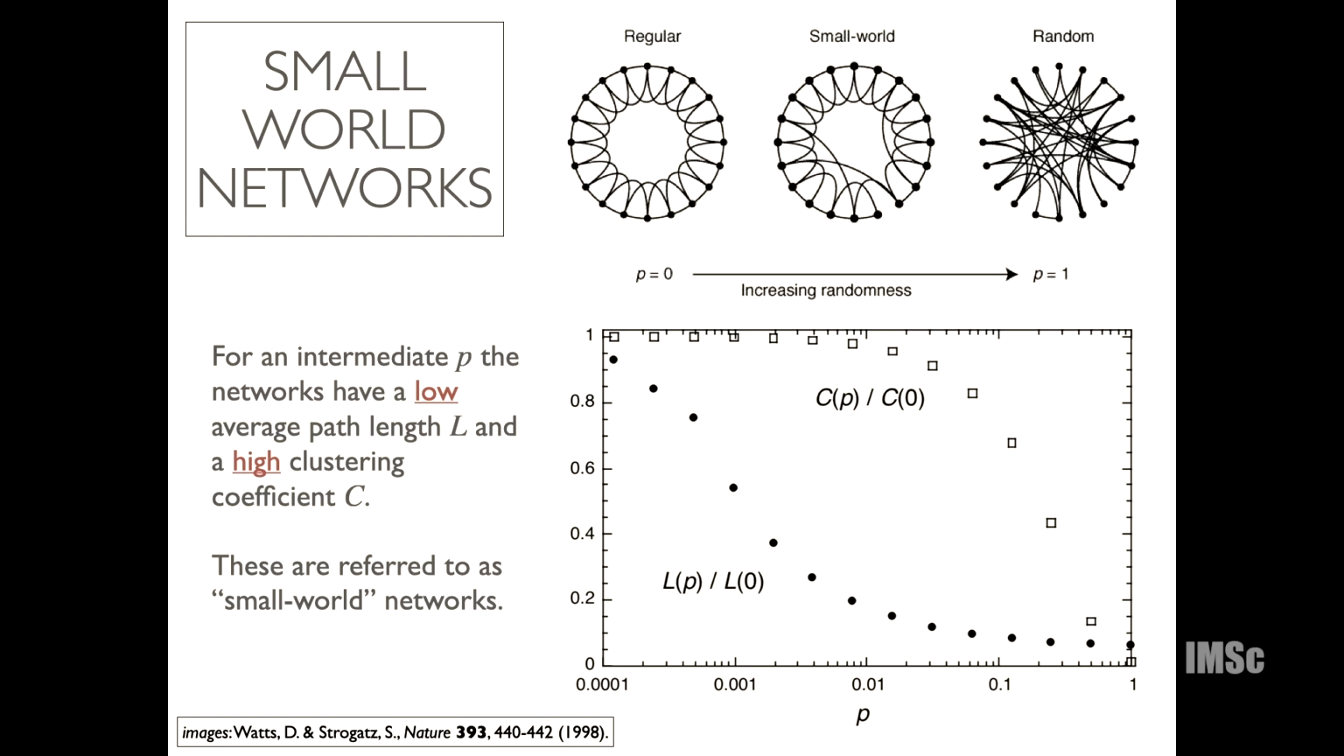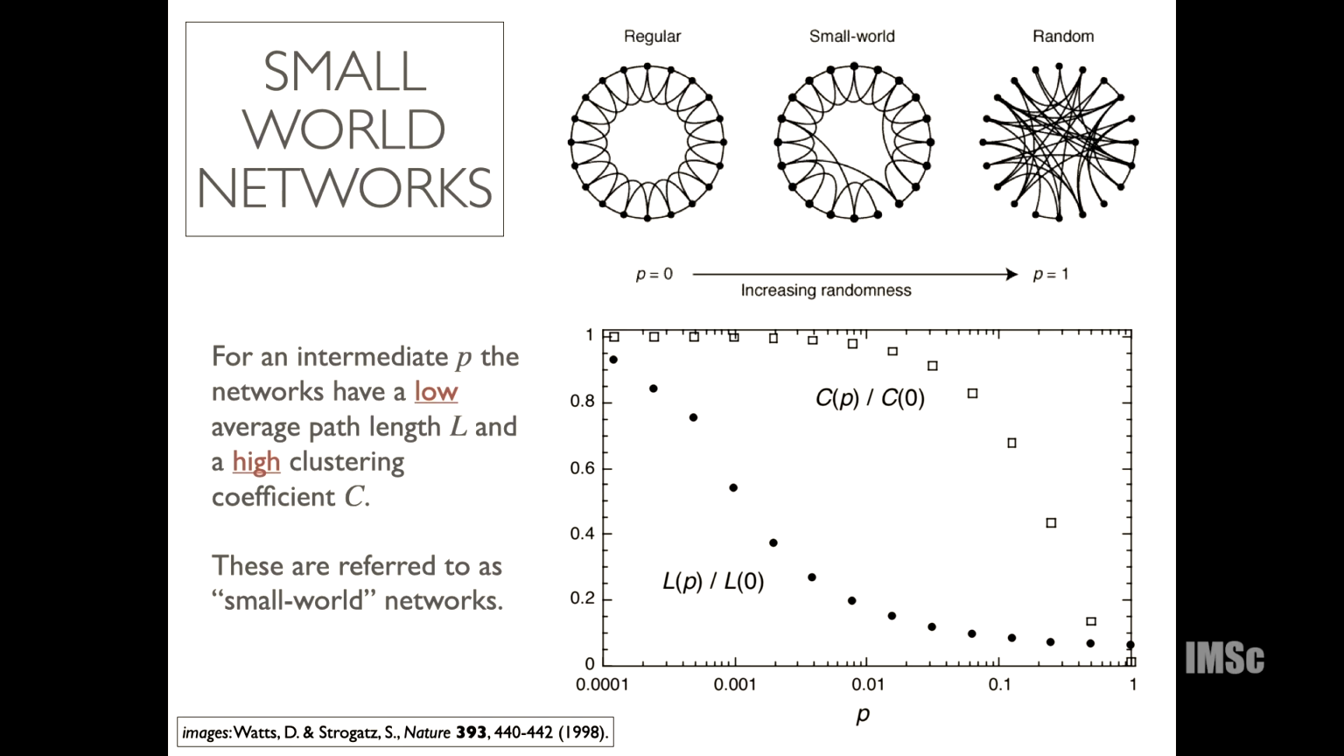And so what that means is that there's an intermediate region of p, a range of probabilities for which you have networks which have high clustering coefficient and low average path length. So you have a network that looks something like this. For the most part you have neighbors whose neighbors are also neighbors, but you also have these kind of shortcuts that help to reduce the average path length. And so these types of networks are referred to as small world networks because they have this small world structure.